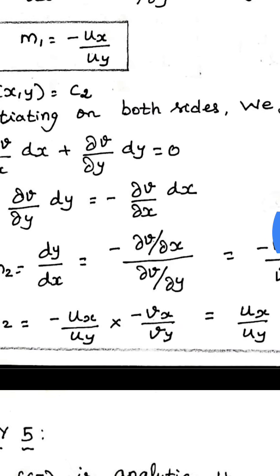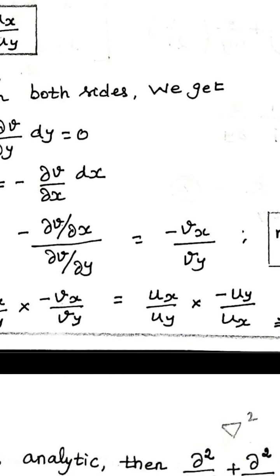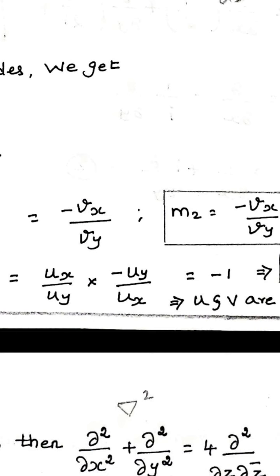Now I am changing vx and vy in terms of u. What is vx? vx is -uy, and vy is ux. I substituted this, then ux gets cancelled and uy gets cancelled, and we get the answer -1. If m1 into m2 is equal to -1, this implies that both curves, the u curve and the v curve, are orthogonal.